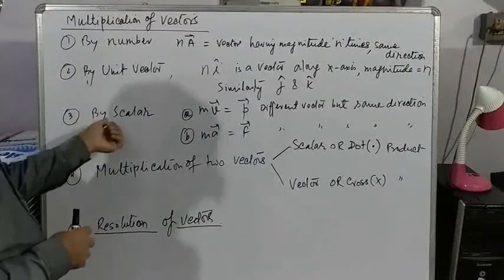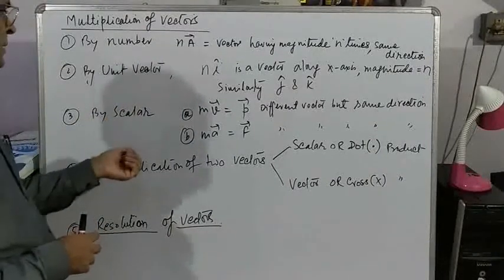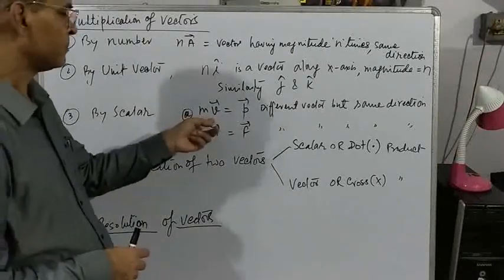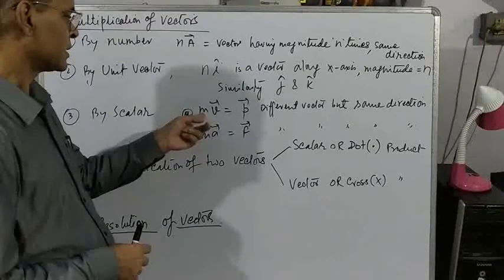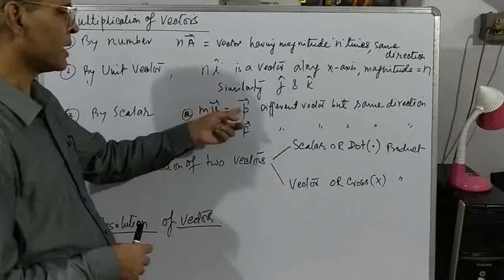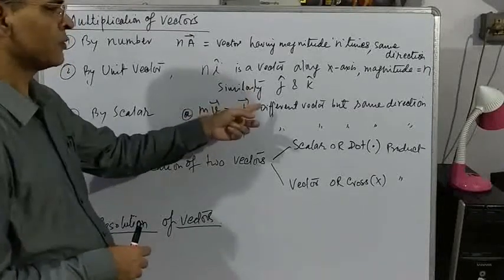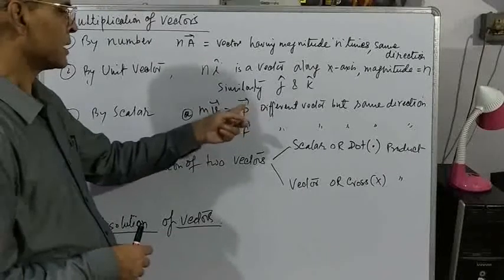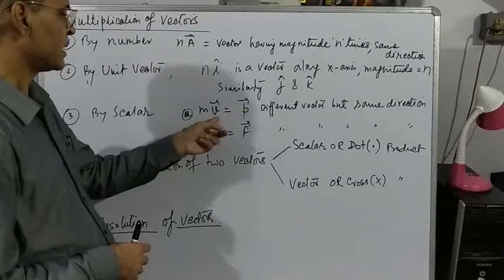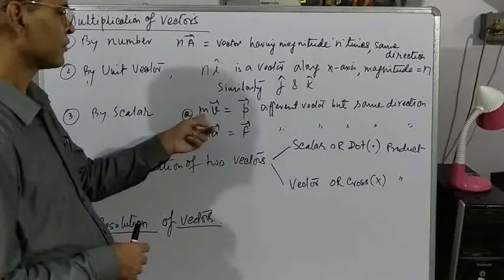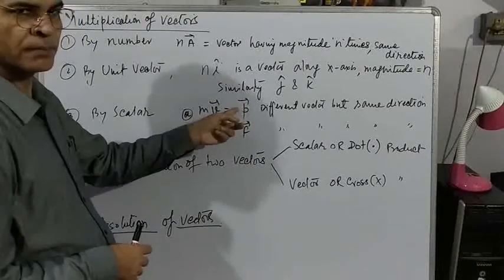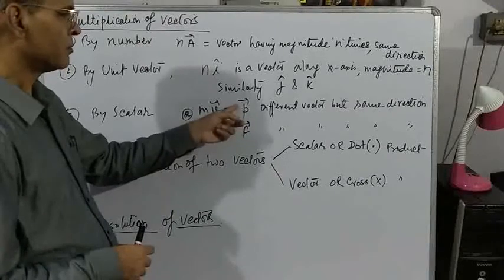Third one is multiplication by a scalar. V is velocity, a vector quantity, m is mass, a scalar quantity. Mass and velocity are multiplied to get momentum. It is a vector quantity, but the nature is different. So if a vector quantity is multiplied by a scalar, you get another vector quantity of different nature but the same direction.